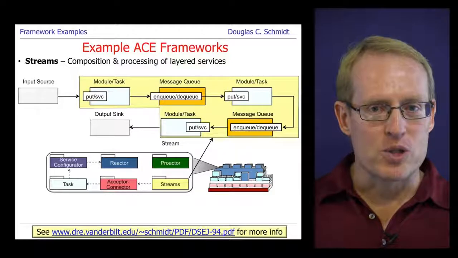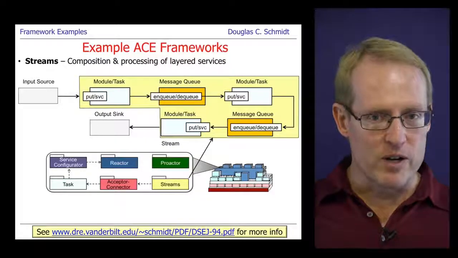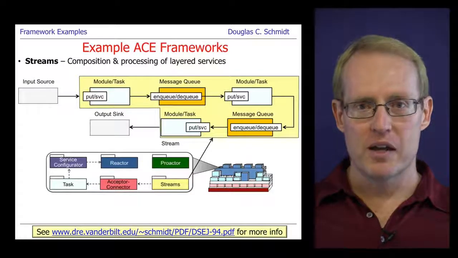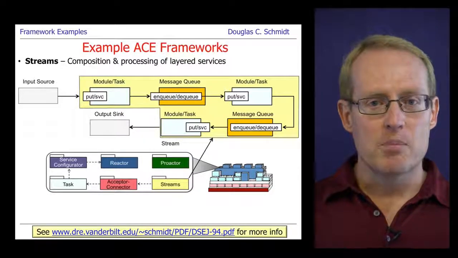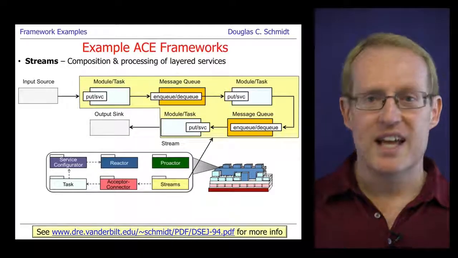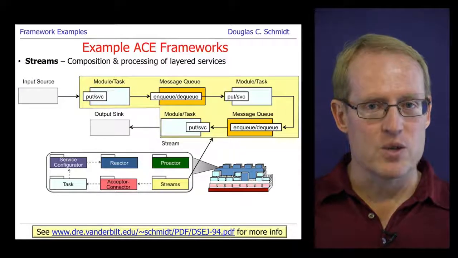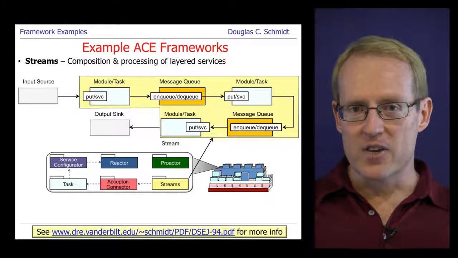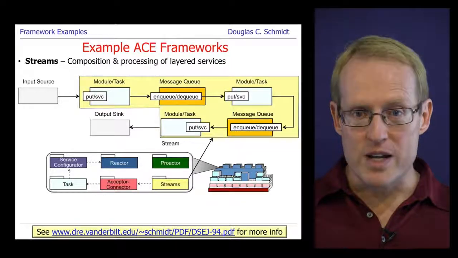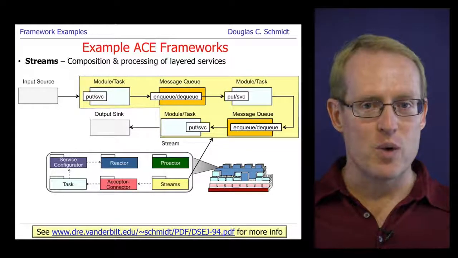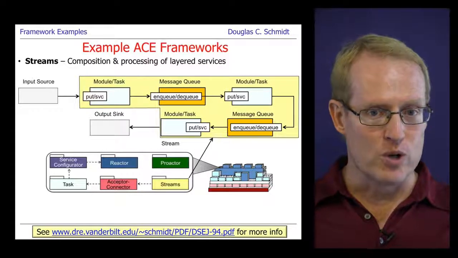The last framework we'll talk about is something called streams, and it builds on some of the things we've already discussed. In particular, it builds on the task framework. And what it allows you to do is compose and process layered services. In earlier parts of this course, we've talked about monolithic versus layered and modular service composition. Well, the streams framework in ACE gives you a nice way to handle those kinds of design dimensions without having to do all the work yourself.